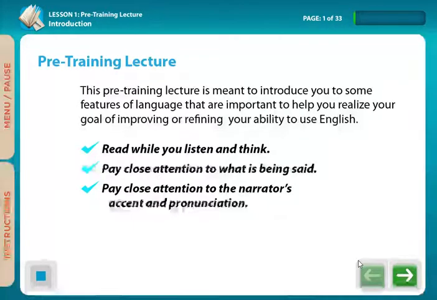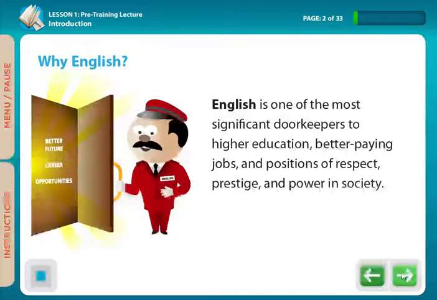Lesson 1. Pre-Training Lecture. This pre-training lecture is meant to introduce you to some of the features of language that are important to help you realize your goal of improving or refining your ability to use English. Read. Take note of what is being said. Pay close attention to the narrator's accent and pronunciation. Why English? English is one of the most significant doorkeepers to higher education, better paying jobs, and positions of respect, prestige, and power in society.